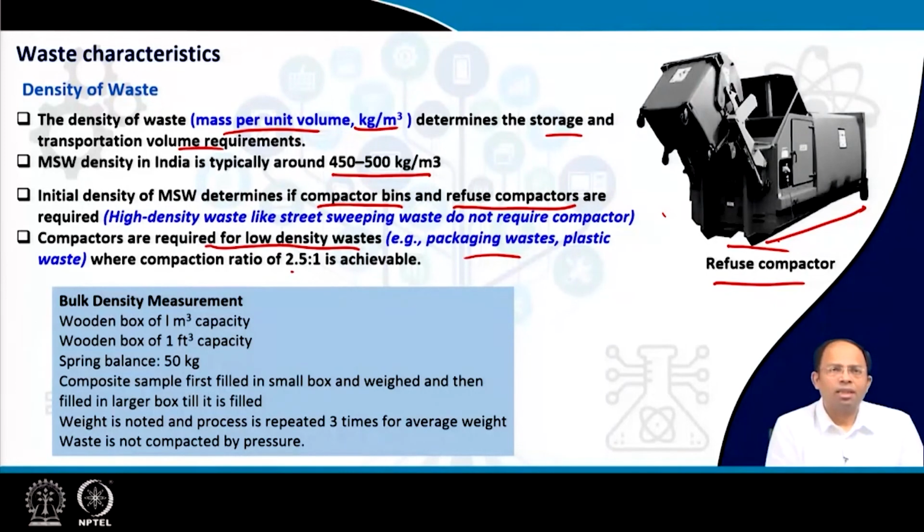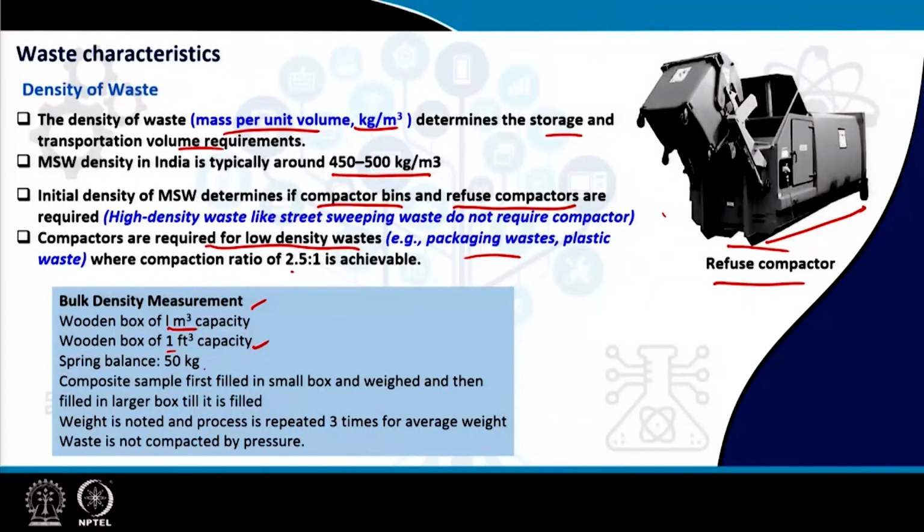So how do I measure the bulk density of waste? It's pretty easy. Take two containers. You can take two wooden boxes for waste, one of 1 meter cube and one of 1 feet cube, right? Obviously this one is the much smaller container. Why is it small? So that it's easy to handle. We should also have a spring balance. The spring balance is something where we hang a container. We will hang that 1 feet cube container, and using the spring balance we can measure its weight.